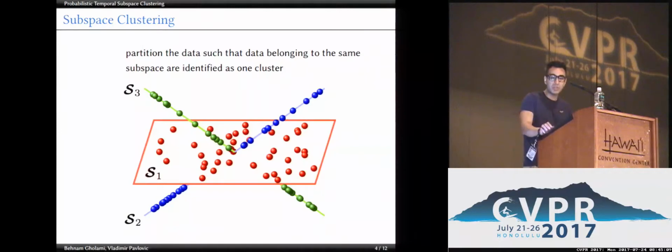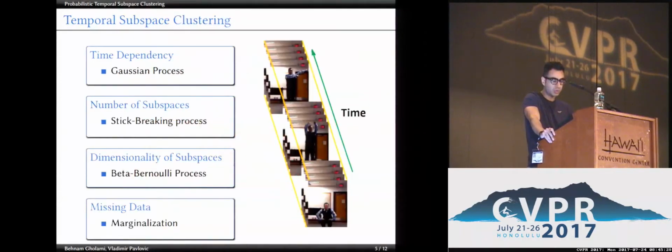The goal of subspace clustering is to partition the data such that data belonging to the same subspace are identified as one cluster. For example, in this figure, there are three-dimensional data points that, as can be seen, lie on three different subspaces, S1, S2, and S3: two one-dimensional subspaces and one two-dimensional subspace. As I mentioned earlier, in some applications, the order of data points matters.